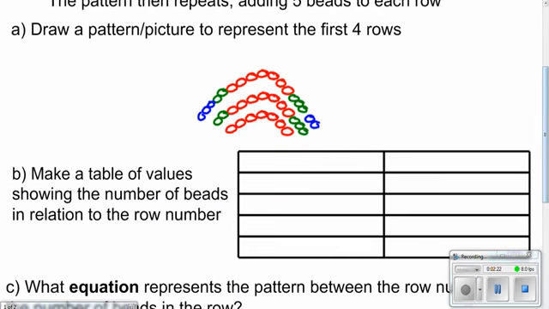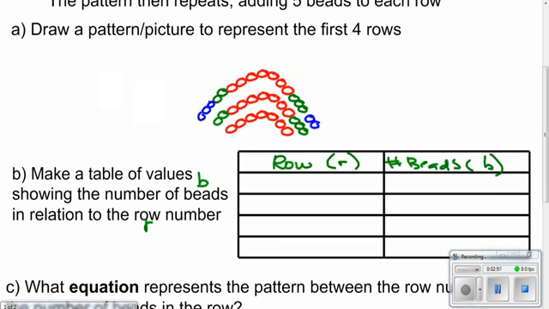Then it says make a table of values showing the number of beads in relation to the row number. So let's use R and let's use B for beads. The row number is independent. It is not determined by the number of beads. So this is going to be row number, that's going to be R, and this is the number of beads, B. Again, it's up to you what letters you pick. Just make sure you identify them.